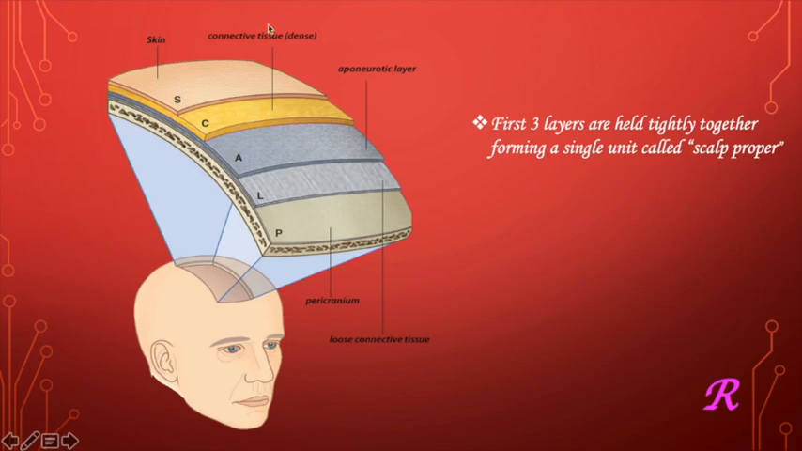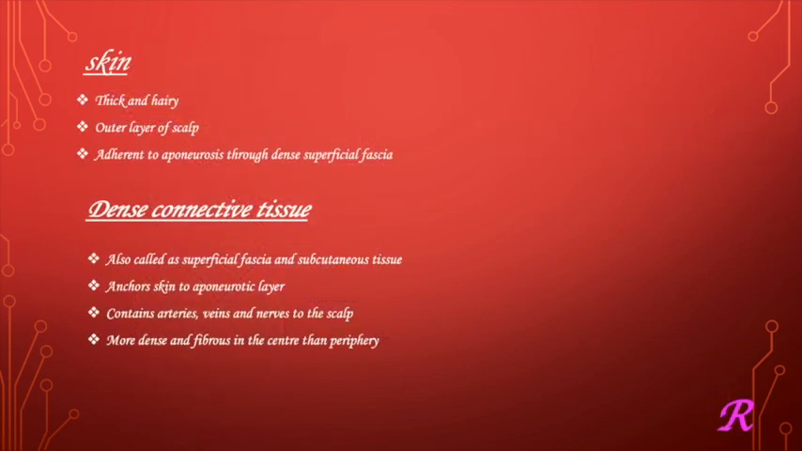The first 3 layers of scalp, that is the skin, connective tissue and aponeurotic layer, form a single unit. It is called as scalp proper. They are held tightly together. Next, we will move on to the first layer. It is the skin.